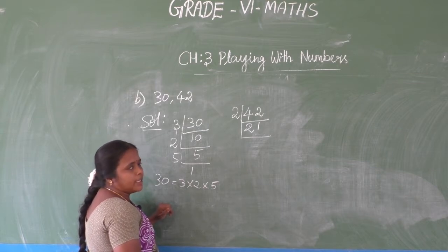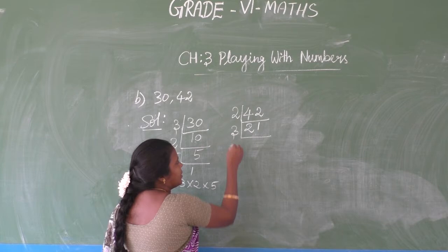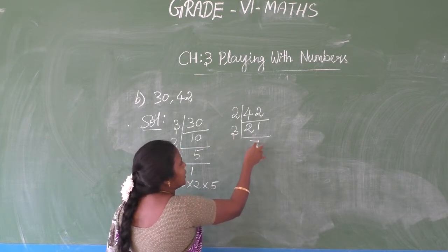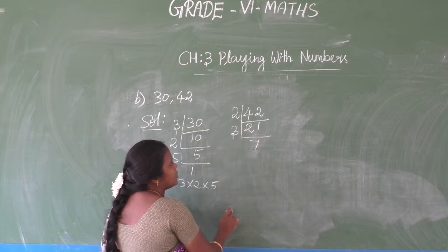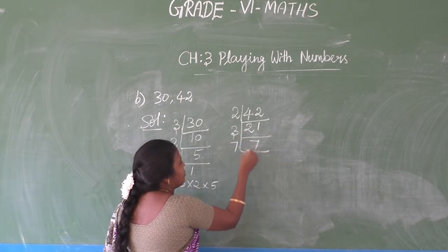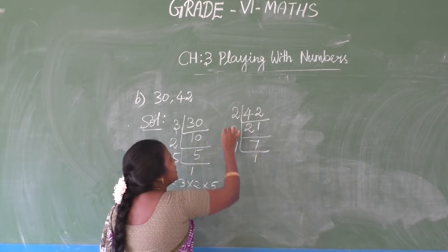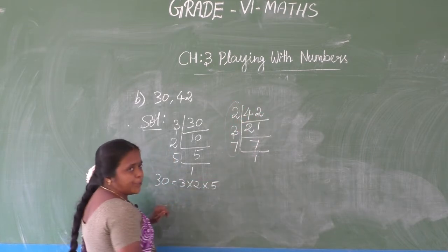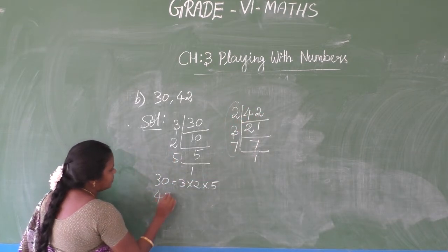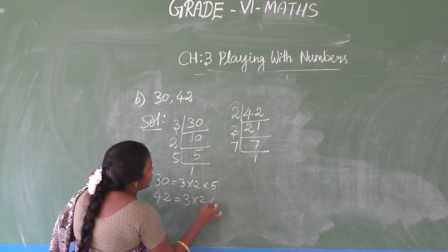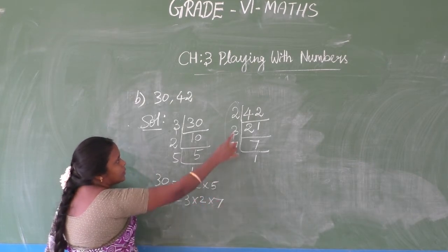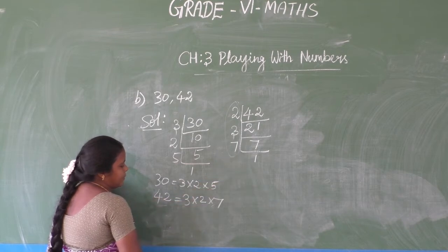So we have to divide it. By which prime will we divide? By 3. 7 3s are 21. Yes or no? Correct only. 7 3s are 21. 7 is also a prime number. So these are the prime factors of 42. So 3 into 2 into 7.